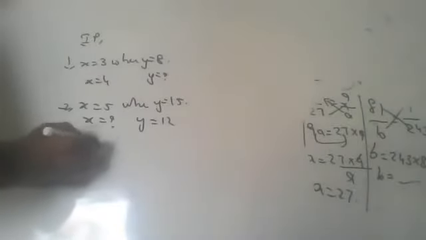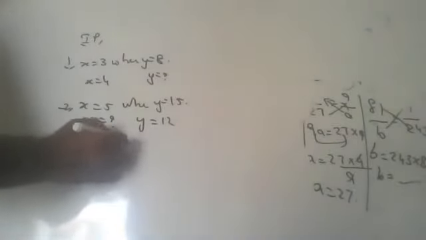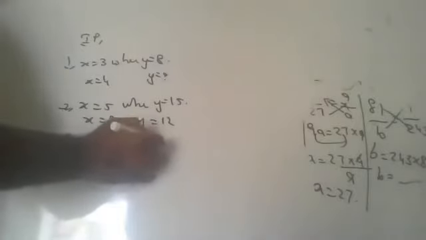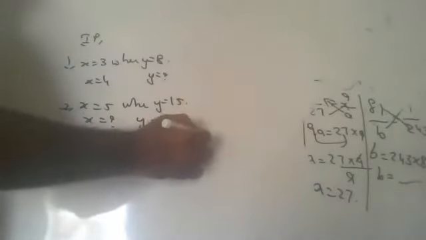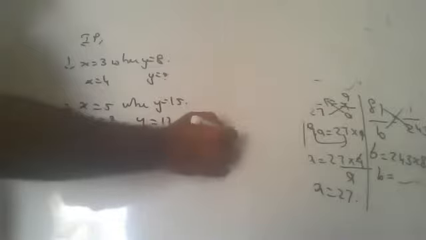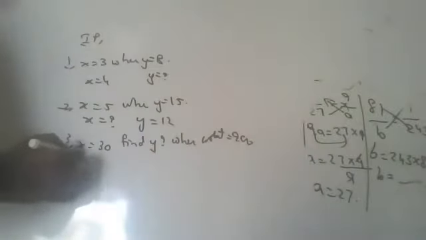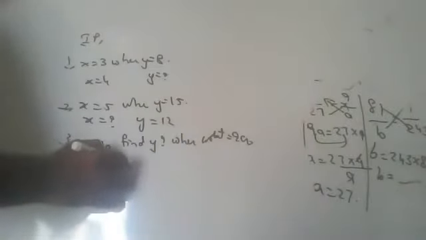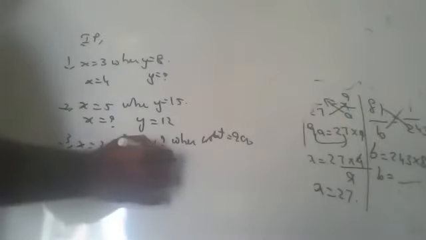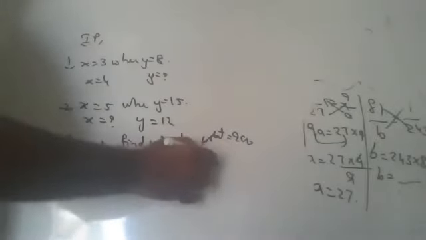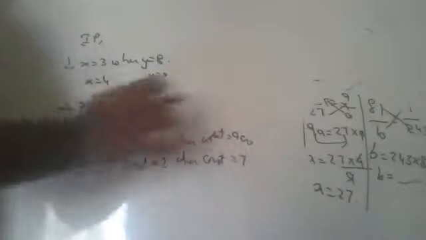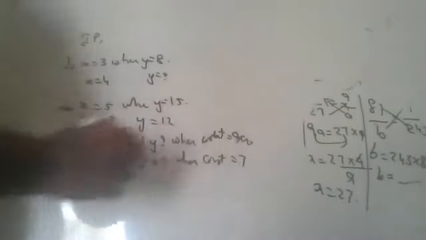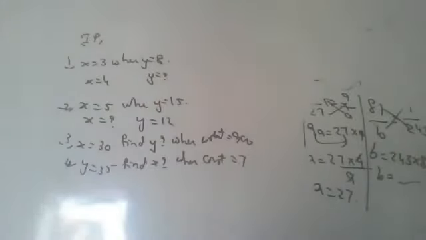Third question: x is equal to 30. Find y when the constant is 900. Fourth: y is equal to 35. Find x when the constant is 7. Like this you have to do. Okay, children, like this you have to do.